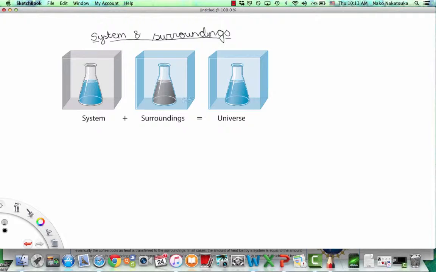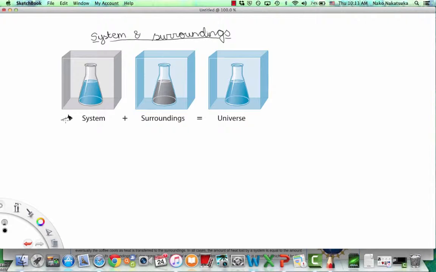And so when we talk about the universe, it sounds like a really vast thing to talk about, like whatever surrounds everything else around us. But in this case, we're just talking about, in this specific example, the entire container and the area in which the reaction is happening. So this is a really important concept, that the system plus the surroundings equals the universe.